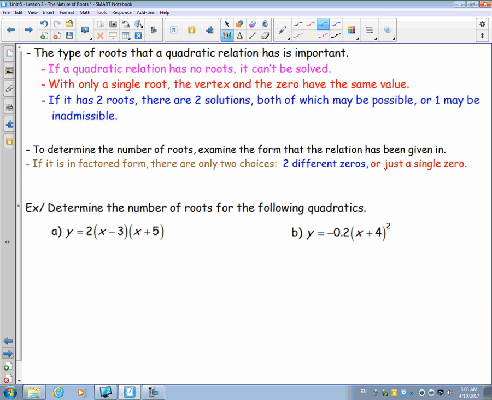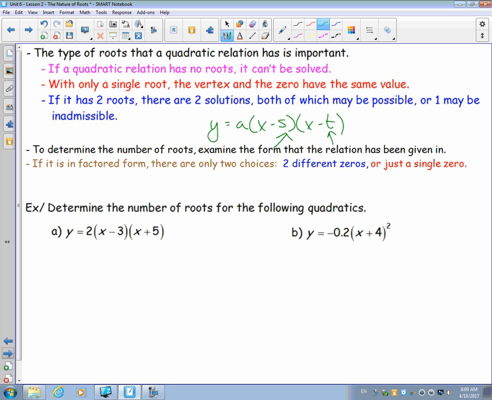If things are in factored form, remember factored form is the first one we started at, x minus s and x minus t. It's actually pretty easy to tell how many zeros you have because you can actually see the zeros. Remember, these are your zeros, your s and t. So if you notice that they have the same number, well, then you have one zero, the same one twice. Or if you have two different numbers, you have two zeros.